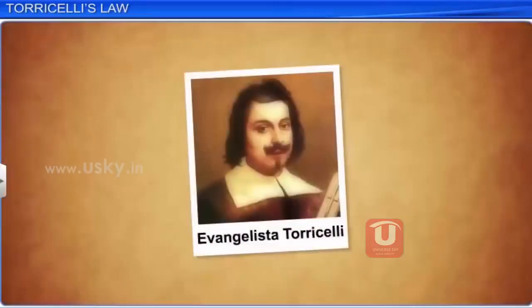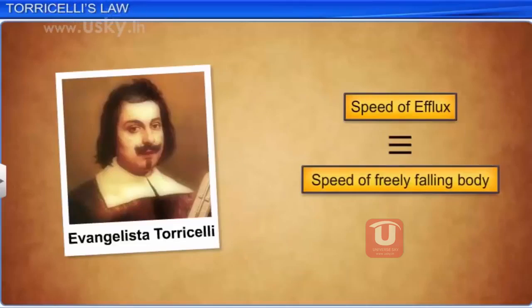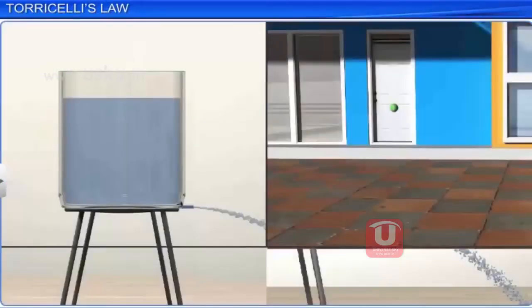Torricelli postulated a law to express the speed of efflux from an open tank, which is identical to that of a freely falling body. According to Torricelli's law, the speed of a liquid coming out through a hole at a depth h below the free surface of the liquid is the same as that of a body dropped freely through height h under gravity.